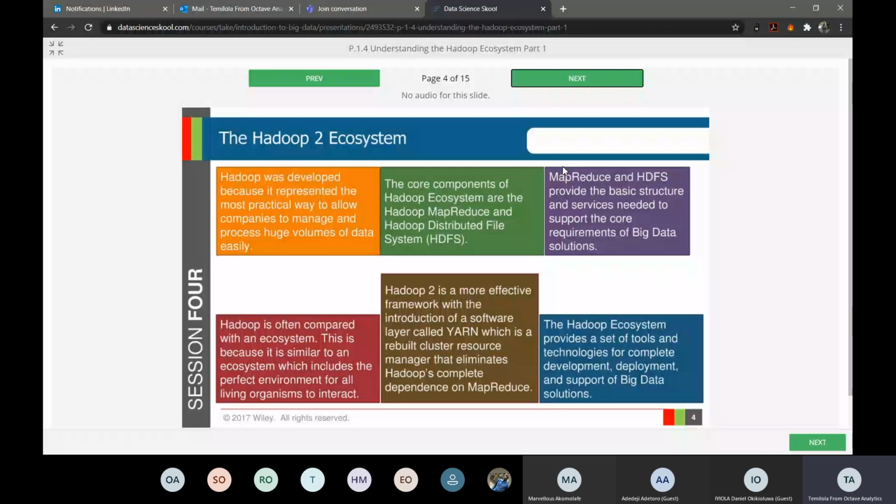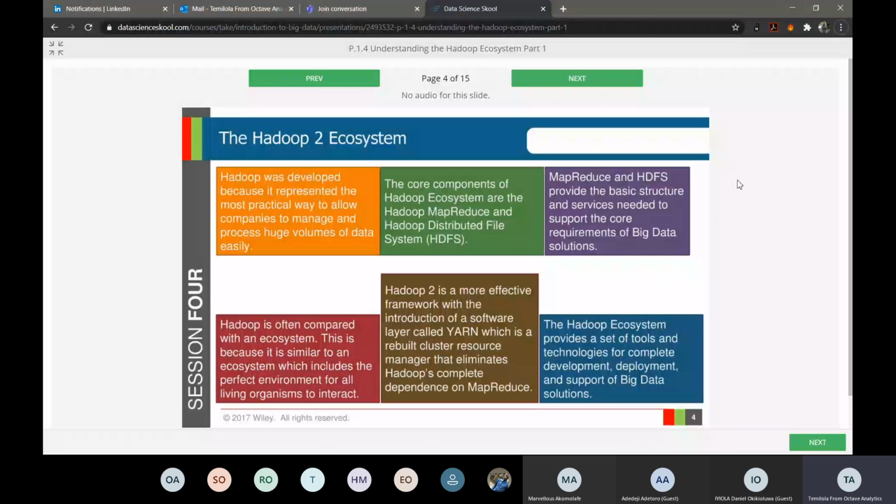Does anyone know the engineer that built Hadoop? Were you guys told? The software engineer that built Hadoop. Does anyone here know the name of the engineer that built Hadoop? Okay. I would assume no one knows then.